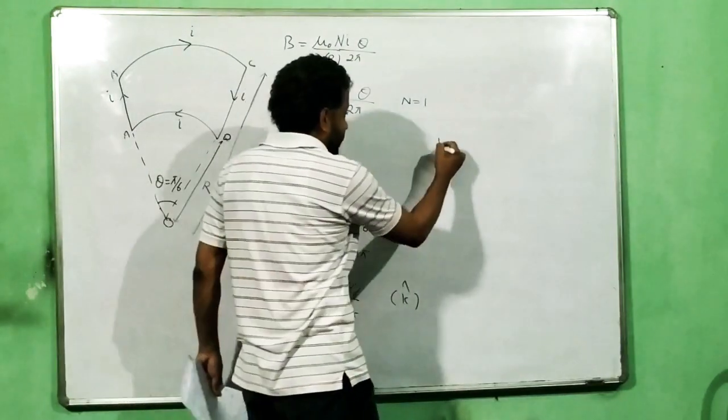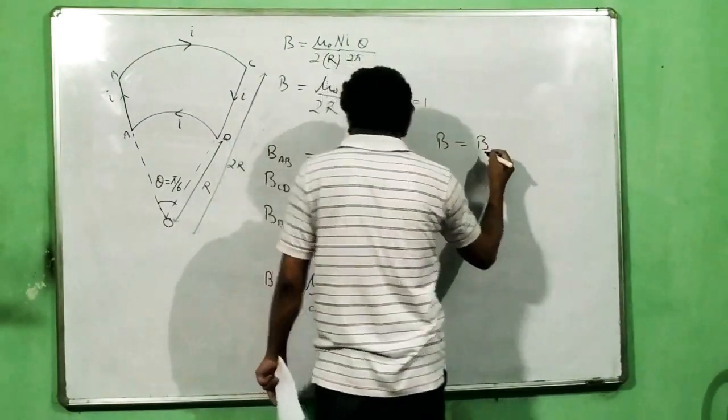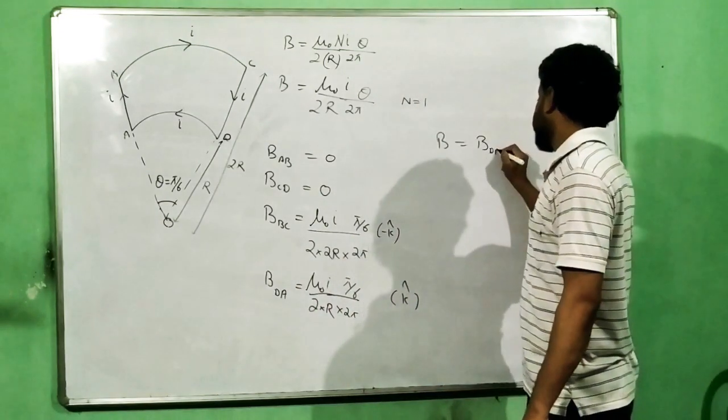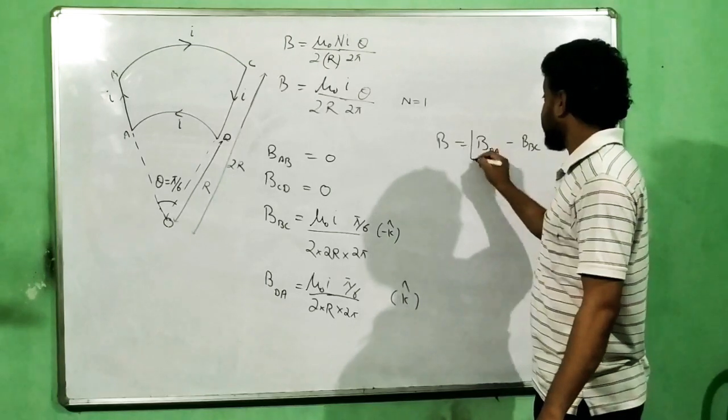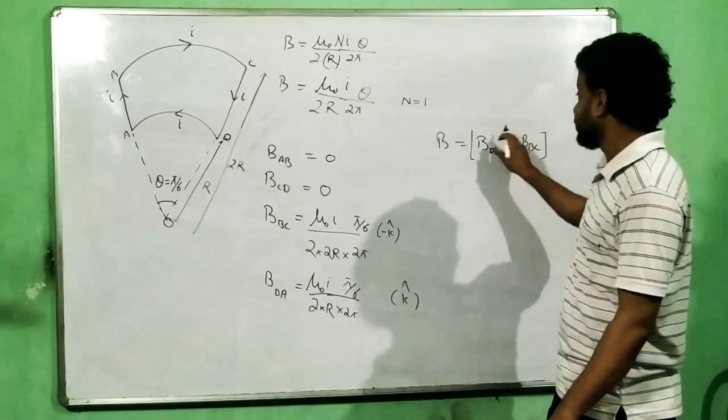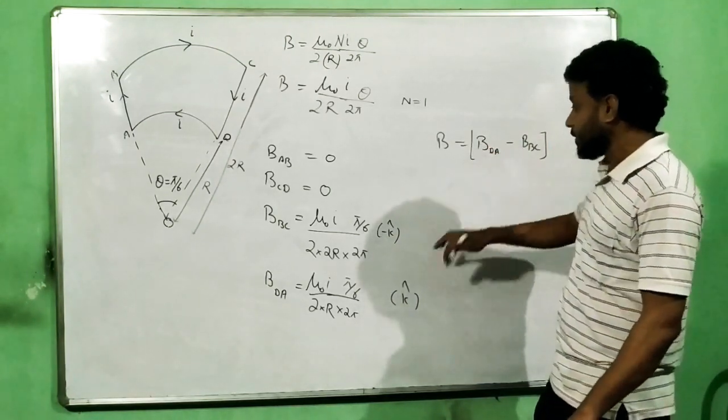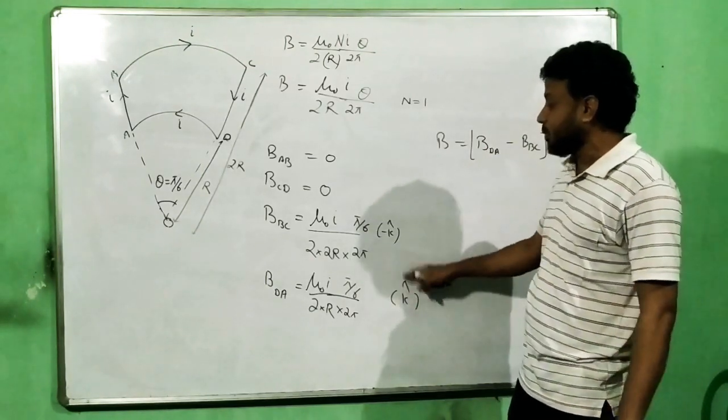So the net field will be equal to field due to DA minus field due to BC, and then at the end you put one direction. Now don't put direction here and there. So you have to subtract. See why I am subtracting? I am subtracting because they are in the opposite direction.